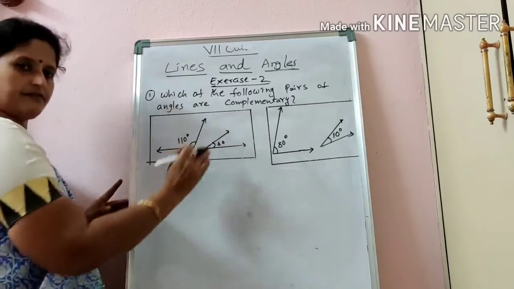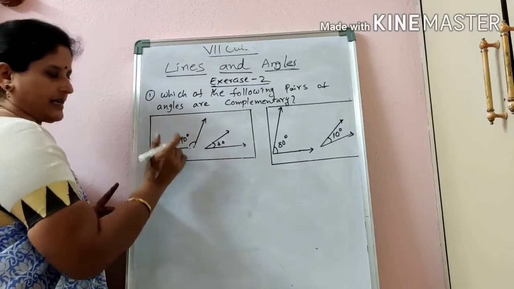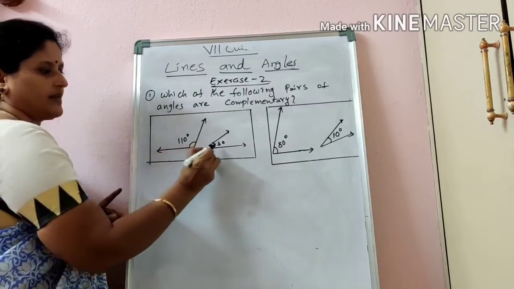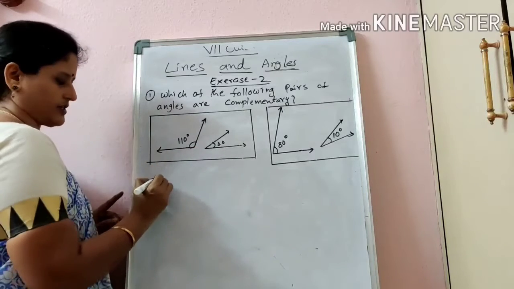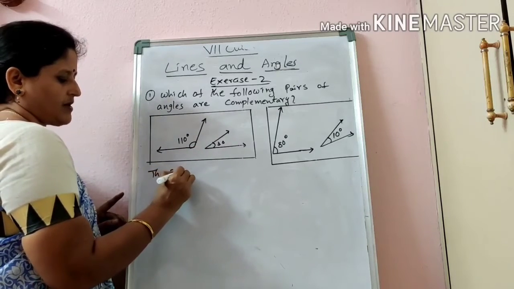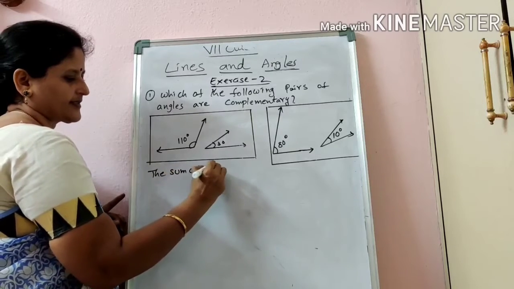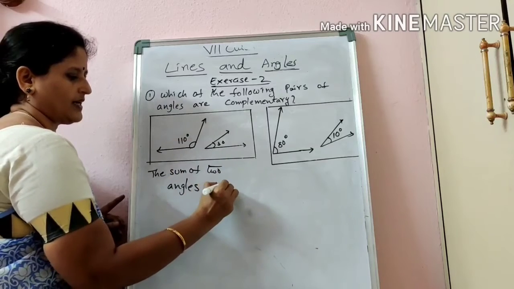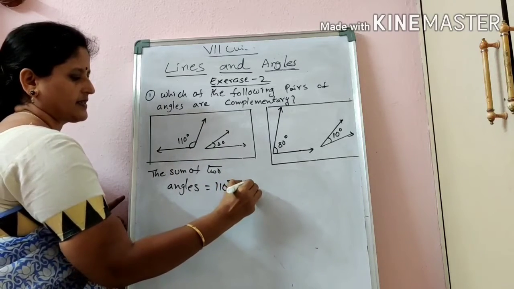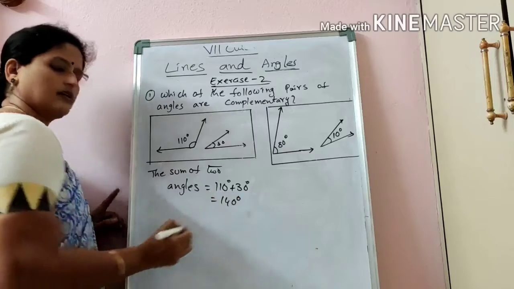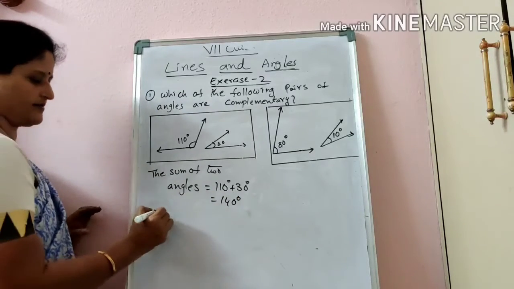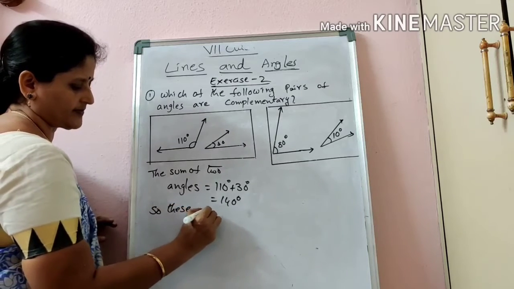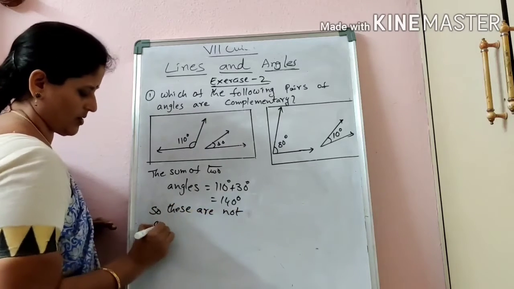See this first pair of angles. The angle is 110, the angle is 30. The sum of two angles is equal to 110 plus 30 is equal to 140. So, these are not complementary.